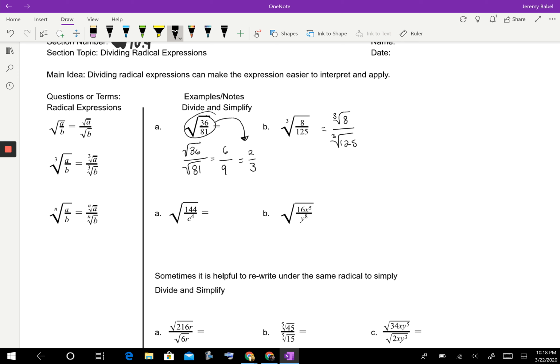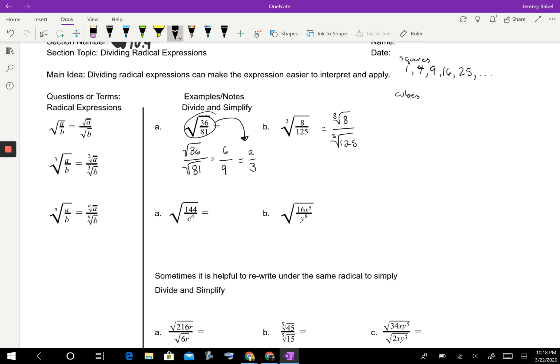When working with square roots, sometimes it's helpful to just list your perfect squares. 1 squared is 1, 2 squared is 4, 3 squared is 9, 4 squared is 16, 5 squared is 25, and so on. It's also helpful when working with cube roots to list your cubes.